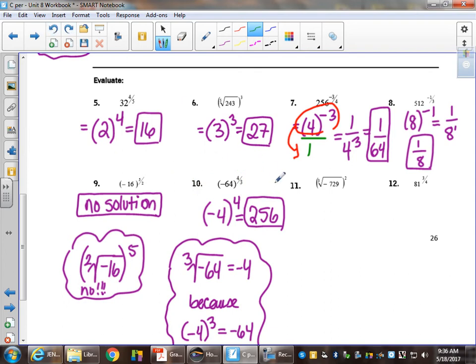11. What are we going to do first? Who's got 11? Do I need to rewrite it? No, let's just straight up do what's on the inside. What's on the inside? Third root of negative 729, which is negative 9, squared is 81.